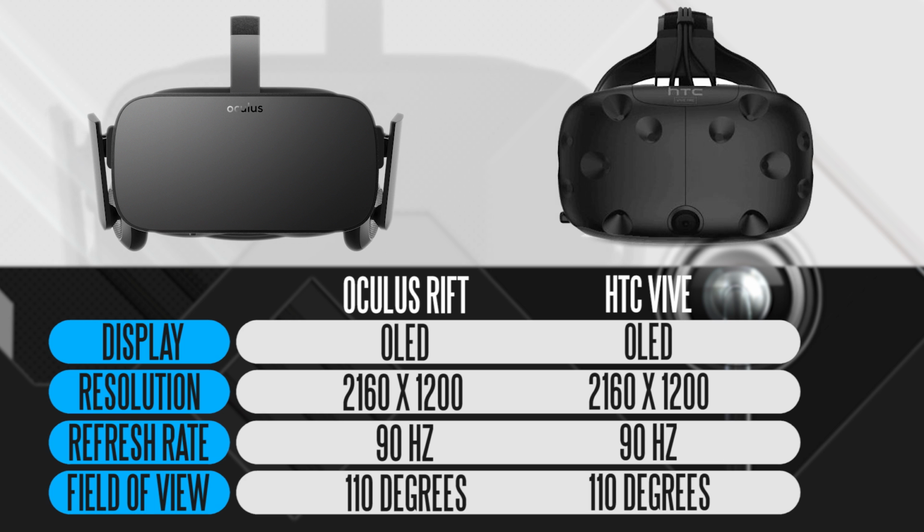Now, refresh rate is sometimes even more important than resolution, and both of them are going to be refreshing the panels at 90 Hertz, which is the absolute minimum for most immersive VR experiences. Now, the optics on both the Oculus Rift and the HTC Vive are going to be a little bit different, but both should resolve around 110 degrees for your full field of view. It's not going to completely cover your peripheral vision, but it'll certainly be immersive enough for most VR experiences.